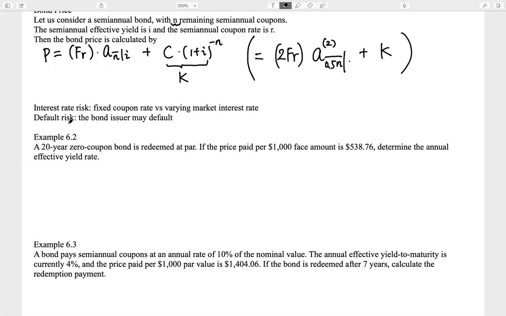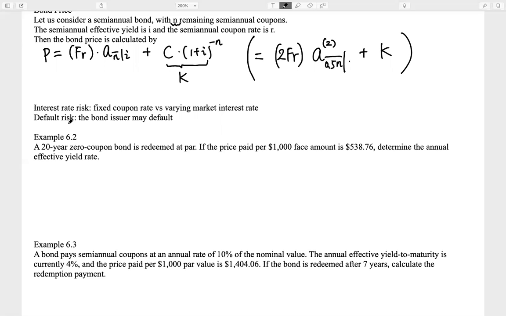There's also default risk, because the bond is often issued by some companies. If the company goes bankrupt, of course you may not be able to receive all the coupons, right? You may not even receive the full redemption value back. So there is a default risk. Your investment may lose value when the company goes bankrupt.